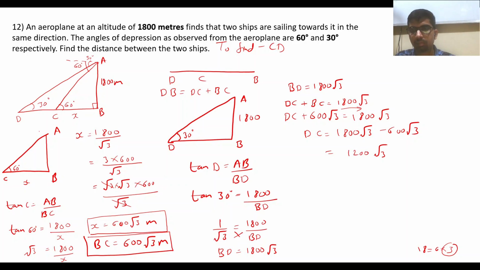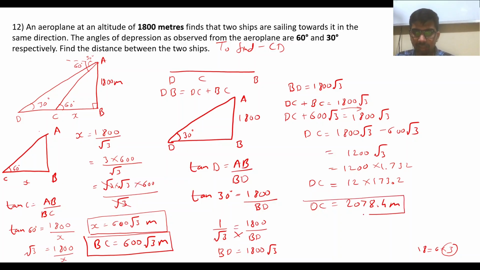1200 root 3, and root 3 is 1.732. The two zeros is decimal. Shift decimal two places towards right. This will be 12 into 173.2. So you get DC. So they are told to find the distance between ships. So let's multiply. So you get 2078.4 meters. They are 2 kilometers far. ठीक है. Approximately 2 kilometers far.